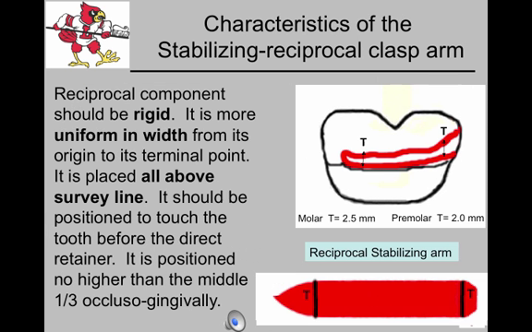The reciprocal component should be rigid. Therefore, it's more uniform in width from its origin to the terminal point rather than tapering. It is placed all above the survey line. It should be positioned to touch the tooth before the direct retainer. It is positioned ideally in the middle one-third of the tooth, occlusogingivally, and no higher than the junction of the middle and occlusal third of the tooth. It is never placed at the gingival margin. Reciprocation can be in the form of an arm or it can be in the form of a plating.